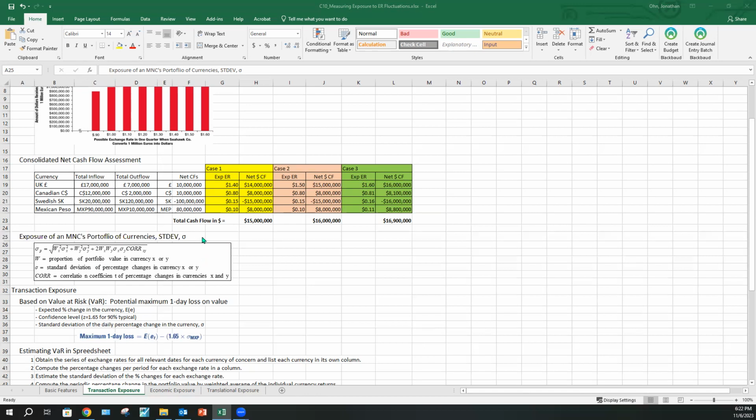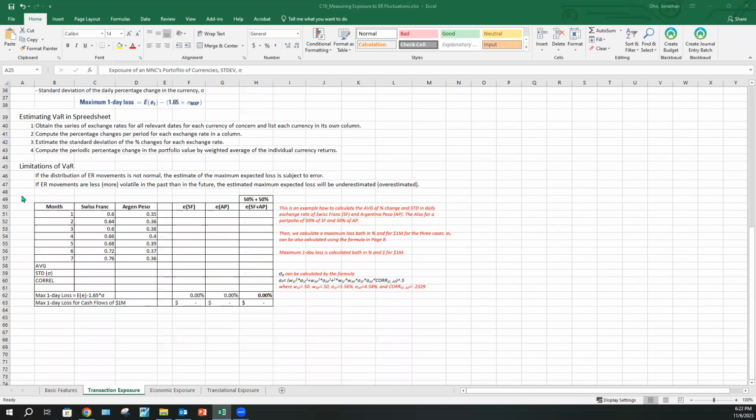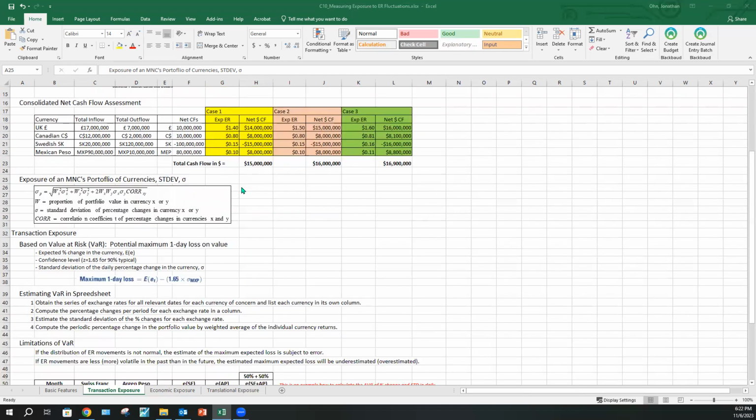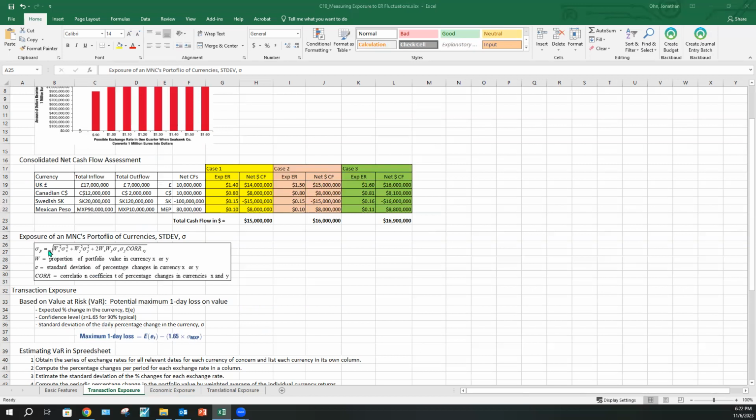Okay, now to calculate standard deviation for more than one currency, like two currencies or three currencies, there are two ways. One simple way is to use a spreadsheet. I'll show you that later. Or the other way is to use this formula.